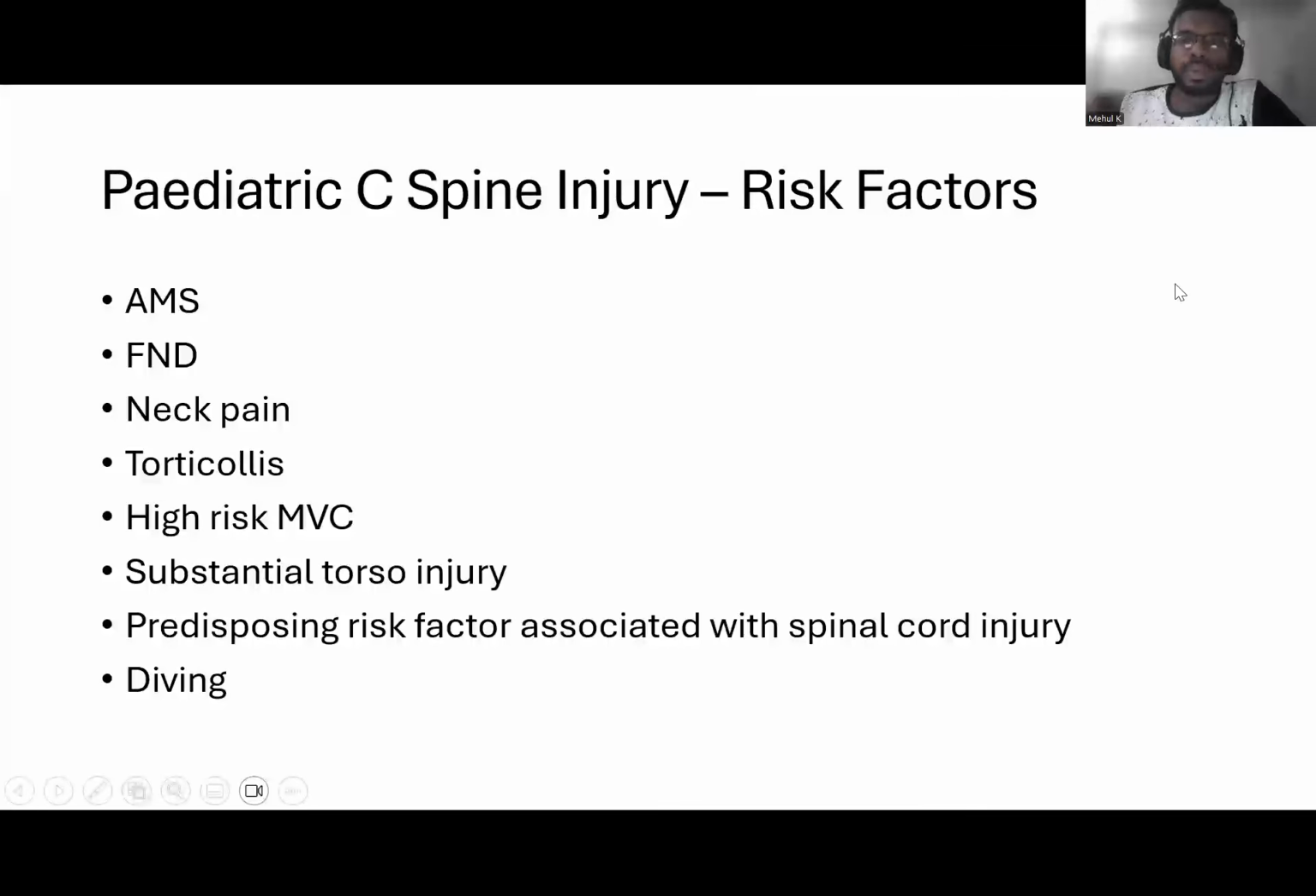So pediatric C-spine is a little bit different compared to adults. Some of the risk factors are the same: AMS, FNDs, high risk MVCs, neck pain, etc. There are some things that are particular for C-spine injuries in peds. For example, torticollis is one of the signs of a C-spine injury in pediatrics, as is diving, and any predisposing factor for spinal cord injuries. For example, with a Down syndrome patient, you have to be very, very careful about spinal cord injuries in these kinds of patients.